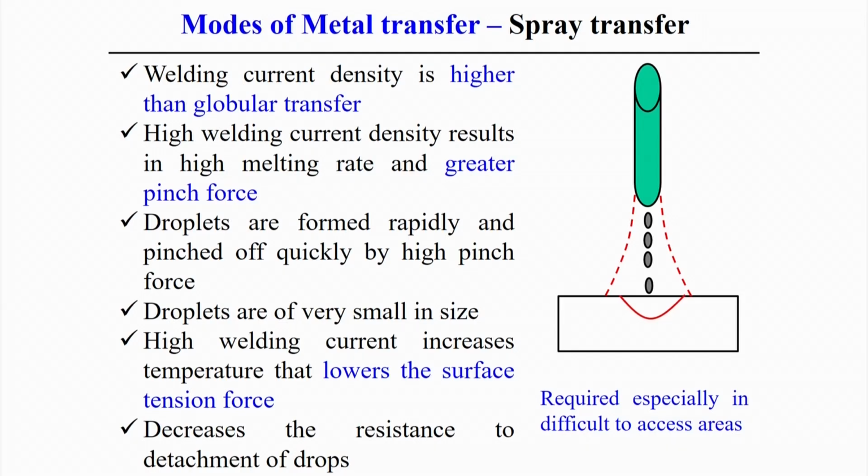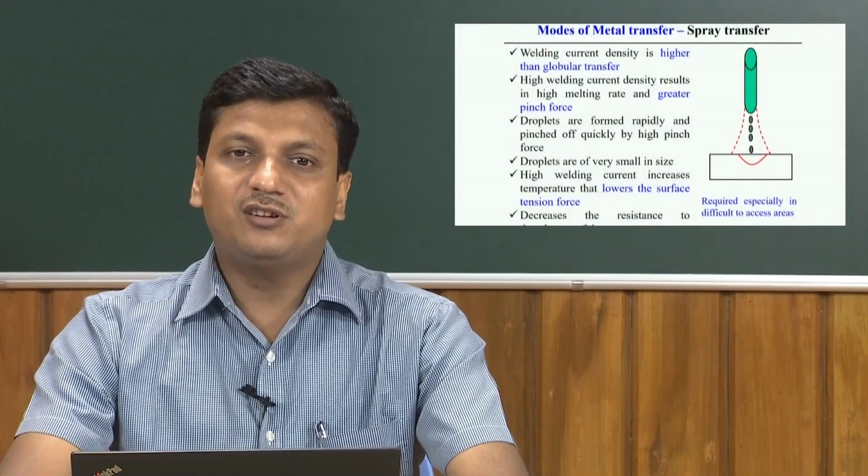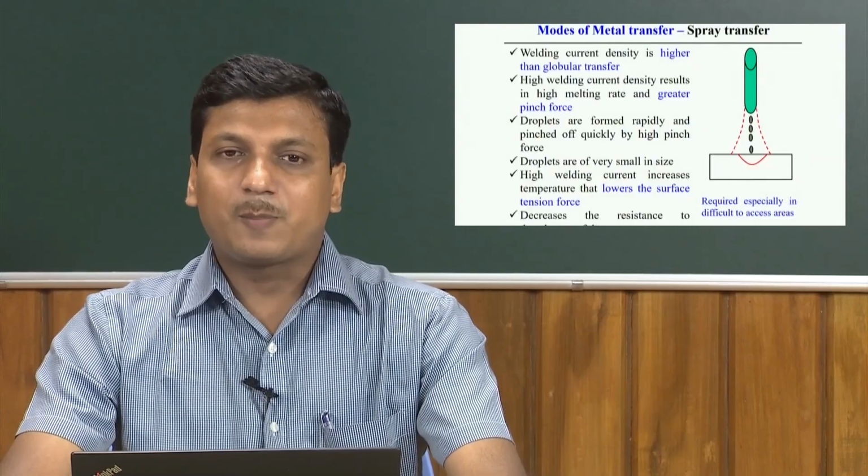So, droplets are formed very rapidly, and the frequency of transfer of the droplets is normally higher in this type of metal transfer, but it is mainly characterized by the high current density. Once droplets are formed very rapidly, they also pinch off very quickly, and then become part of the final weld pool. So, obviously, the size of the droplet is definitely less than that of the globular droplet in this case.